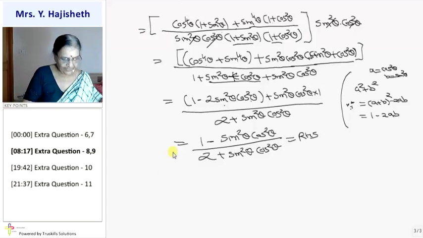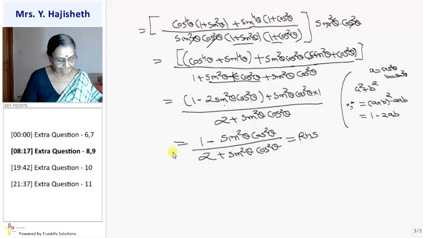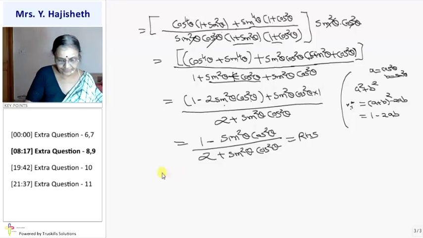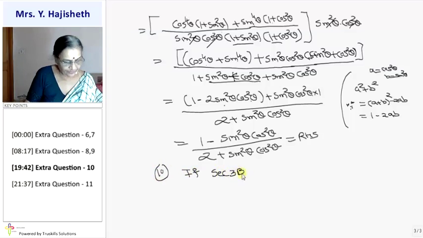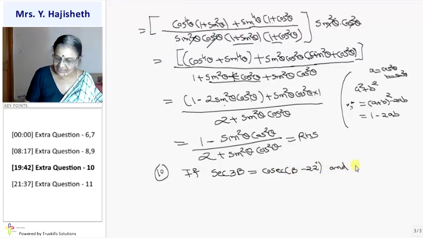See, sum is simple sum number 10. If sec 3 beta, we have done for cosec in your textbook, is equal to cosec beta minus 22 degree. And 3 beta is acute.